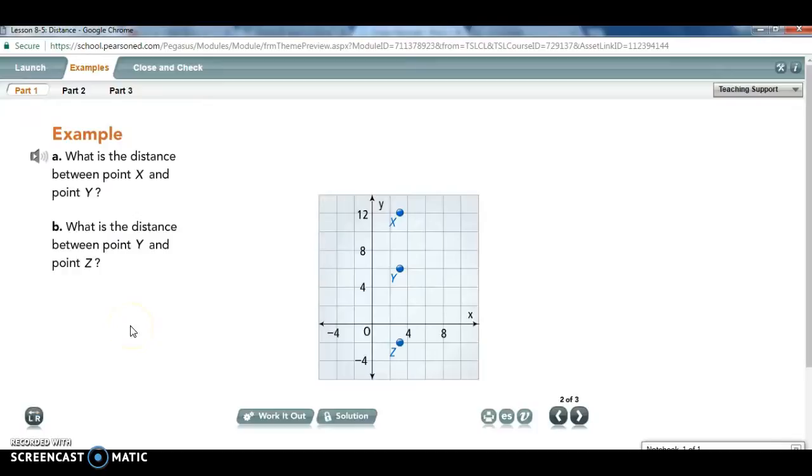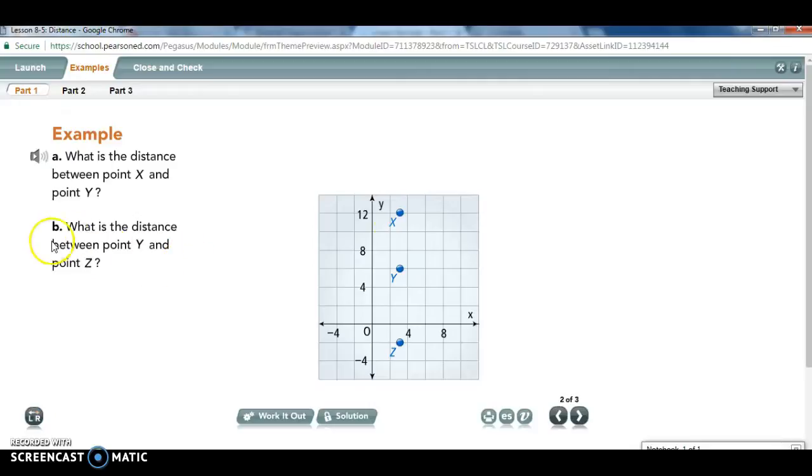In this example, we want to find the distance between x and y. So we would find x, we would find y. I noticed that my y-axis is not counting by ones. It doesn't go 1, 2, 3, 4. It counts by 2. So 2, 4, 6, 8. So to find the distance, I can just count up. 2, 4, 6. So example A, what is the distance between point X and Y? The answer would be 6 units.